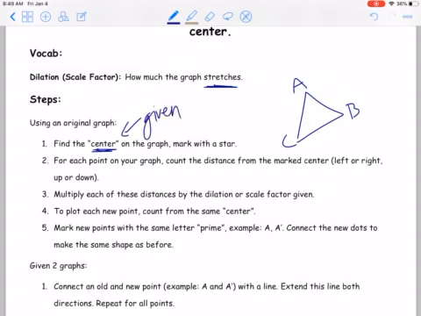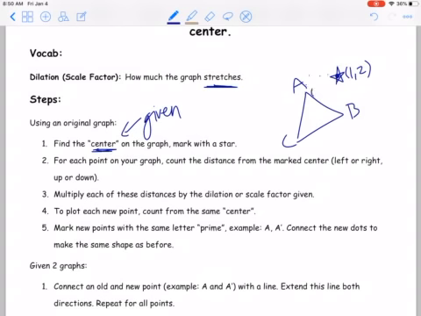So they might give you, okay, it's at 1, 2. Okay, so that's the center. I like to mark it with a star, so I know it's not actually a point in my shape, it's just the center. So then they'll be like, okay, from this center, you need to stretch each point, so we're going to actually measure each point from this center.